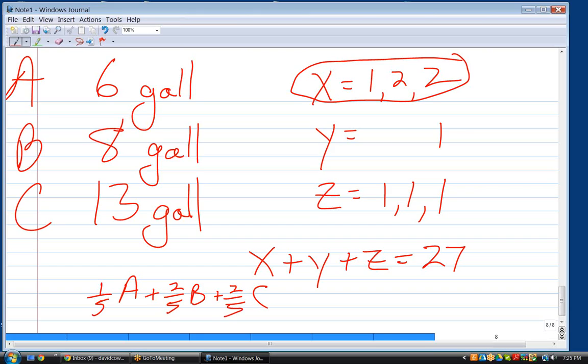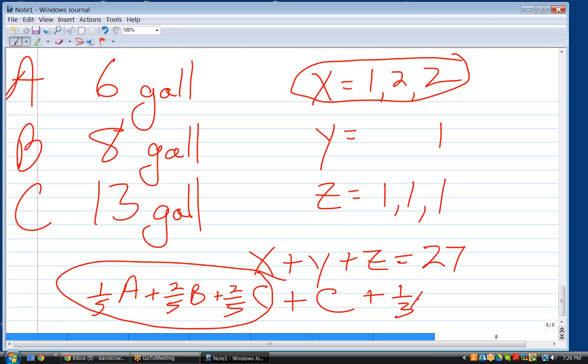Okay. Following that same logic, that takes care of X. Y would be just C. All of it is C. However many gallons of pet spray number Y is going to be all C. Plus Z would be 1/3 A plus 1/3 B plus 1/3 C.